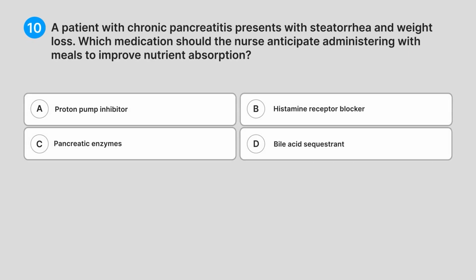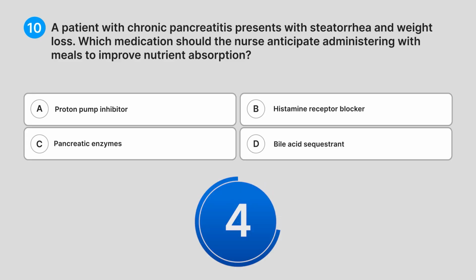10. A patient with chronic pancreatitis presents with steatorrhea and weight loss. Which medication should the nurse anticipate administering with meals to improve nutrient absorption? A. Proton pump inhibitor. B. Histamine receptor blocker. C. Pancreatic enzymes. D. Bile acid sequestrant. Do you know the answer?